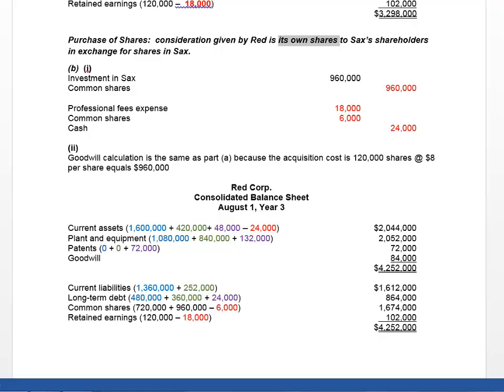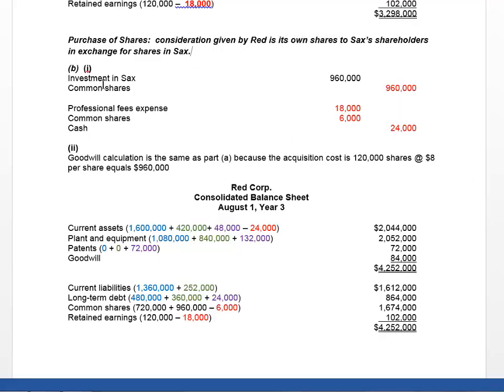But the only difference here is that instead of Red giving up cash to buy the shares from Saks's shareholders, it's going to give Saks's shareholders some shares in Red as compensation or consideration.